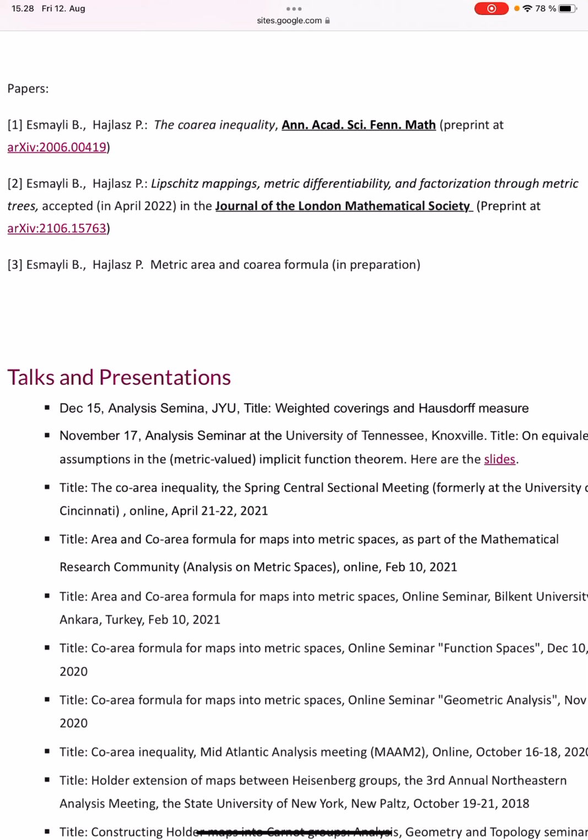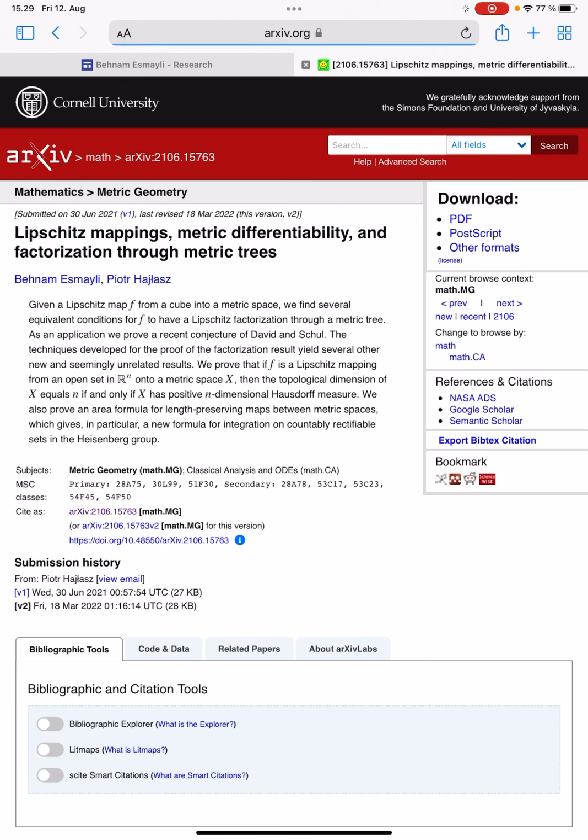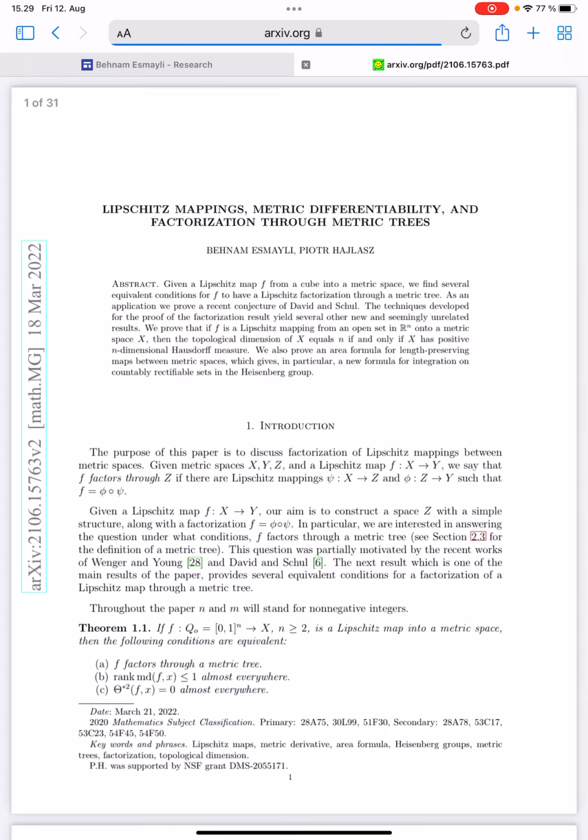I want to talk about this second paper of mine with my PhD advisor Piotr Hajwasz, titled Lipschitz Mappings, Metric Differentiability and Factorization Through Metric Trees, which has been accepted in the Journal of the London Mathematical Society. In particular, the reason I want to talk about this is that I will talk about, of course, my papers at some point in more detail, is to introduce you to the notion of metric trees.